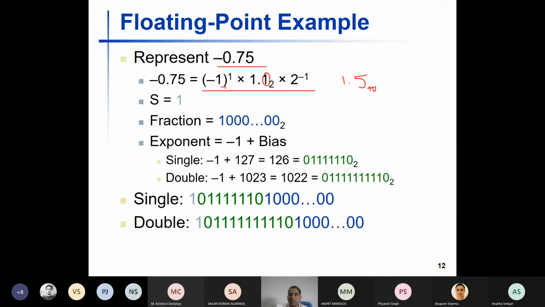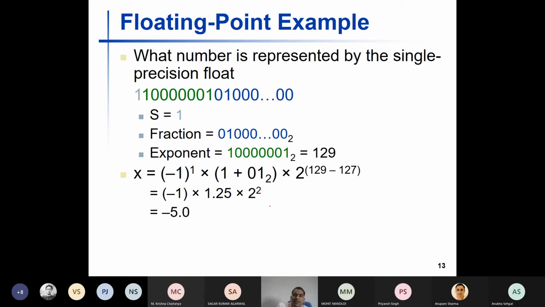Now we write our fraction, because this 1 is hidden, we will not represent it. We'll just represent this: 1, 0, 0, 0. And our actual exponent is -1. So we'll add the bias to it. We add a bias of 127 or 1023 here. So this becomes 126, which we store like this. And the double becomes this. So in the single precision, we have this sign, which is 1. Then we have 126 or 1022 here. And then we have the fraction, where only one bit is 1, remaining bits are all 0.